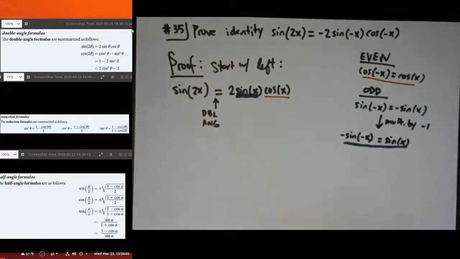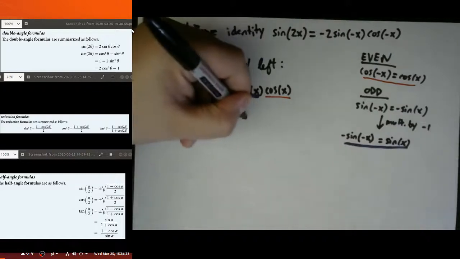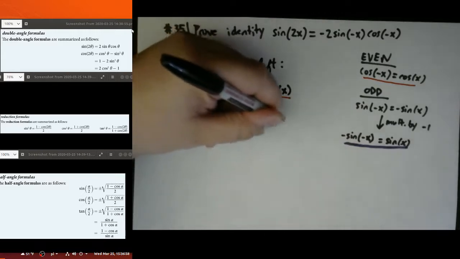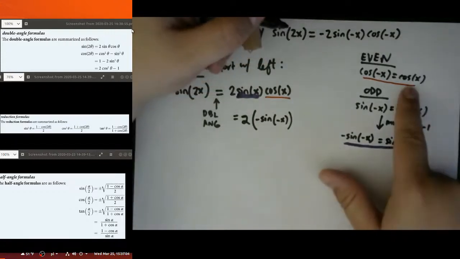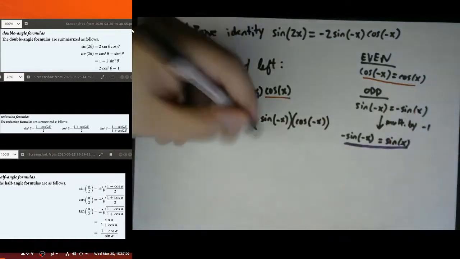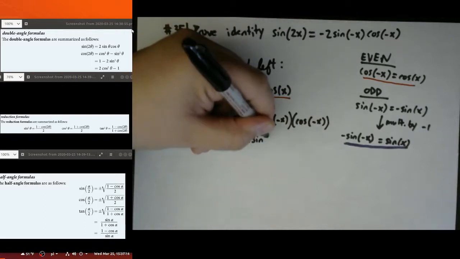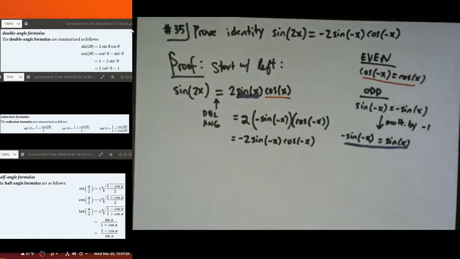So the path forward is pretty clear, I think. I'm going to replace sine x with minus. So I have this 2 kind of hanging around. Then I have minus sine of minus x, because that's identically equal to sine x. And this cosine x I'm going to replace with cosine of minus x. And then I just kind of clean the thing up. So 2 times minus 1 is minus 2 sine of minus x, and then the cosine of minus x comes along for the ride. And that's all there is to that. So that one's pretty easy.